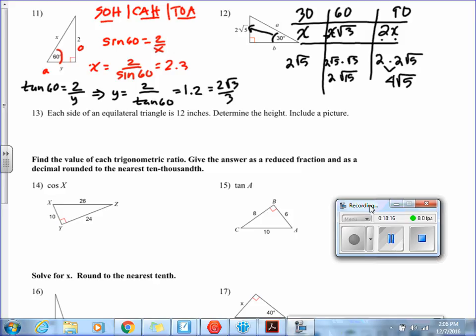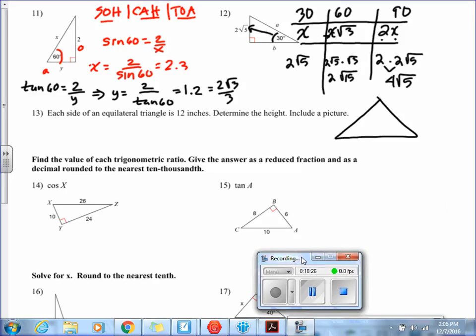Number 13 says each side of an equilateral triangle is 12 inches. Determine the height. Oh, I love this picture. You got to think. So here is an equilateral triangle. That's my quick version. Each side is 12. Now the height would be this. It's also known as the altitude. So the size is 12 inches, we're looking for the height. So that's where my x goes, okay?